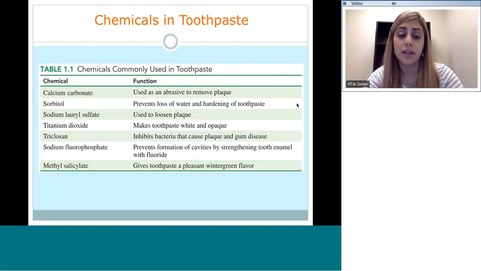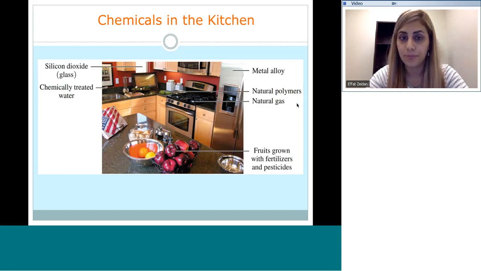Here's a couple examples: calcium carbonate, sorbitol, sodium lauryl sulfate, titanium dioxide, and all of these chemicals serve a specific function in the toothpaste. For example, calcium carbonate is used as an abrasive to remove plaque. Sorbitol prevents the loss of water and the hardening of toothpaste, etc. So we can see each chemical has been designed, manufactured, and included in the components of the toothpaste to serve a certain function.